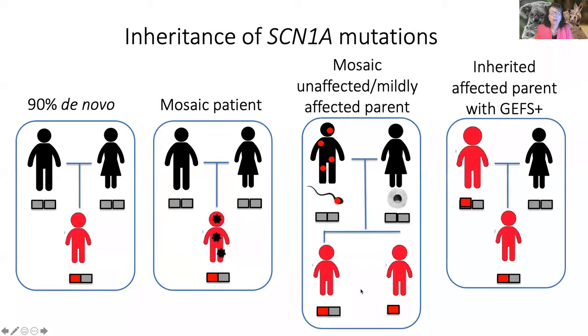The third scenario, which would be more common than the mosaic scenario, is where you have a mildly affected parent with a disorder called genetic epilepsy with febrile seizures plus, a much milder epilepsy, and the parent has handed the mutation to the child. Now, we don't know why in this scenario, where a parent is heterozygous with half the cells having the mutation, the child should have a much more severe phenotype such as Dravet syndrome. That, of course, is a key question, and we suspect it's due to other genes being involved.